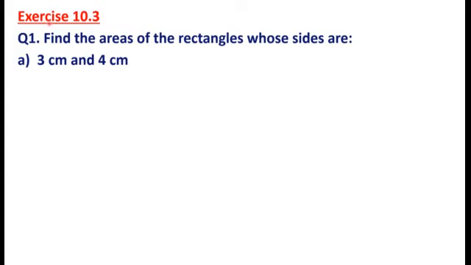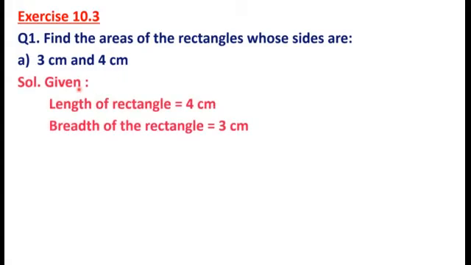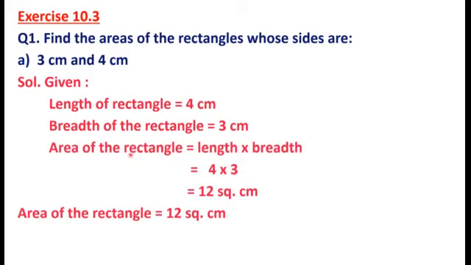Let us solve some of the questions of exercise 10.3. Question number 1 is: find the areas of the rectangles whose sides are 3 centimeter and 4 centimeter. Okay, so we can see here what is given. Length of the rectangle is given 4 centimeter and breadth of the rectangle is given 3 centimeter. So what will be the area? Area of the rectangle, we know that, is length into breadth. So 4 into 3 we get 12 square centimeter.